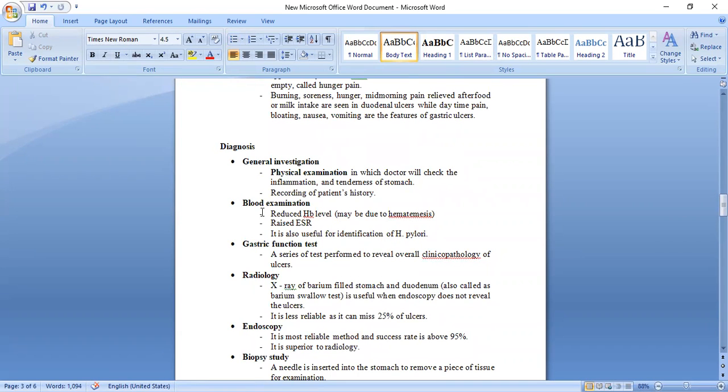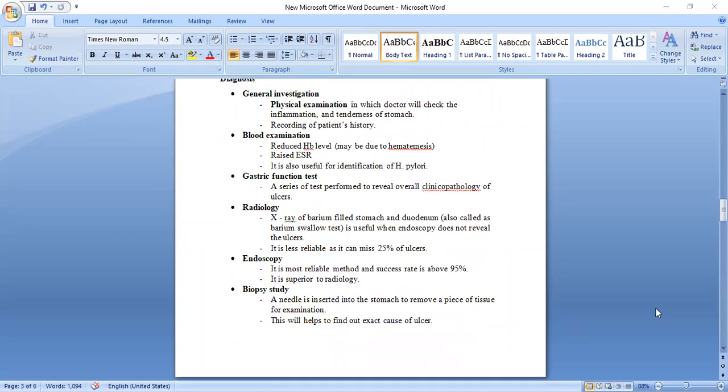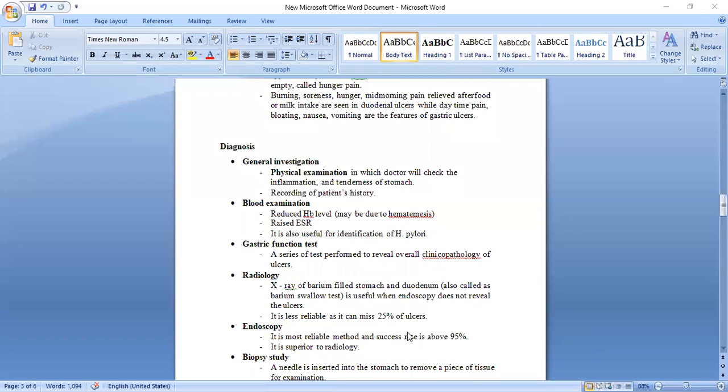Physical examination and blood examination are common everywhere, but common sense we have to apply here. According to which disease is there, we have to check and write accordingly. Everywhere the physical examination is there, blood examination is there, radiology is there, endoscopy is there, biopsy is there, isn't it? But here the uncommon things are there.